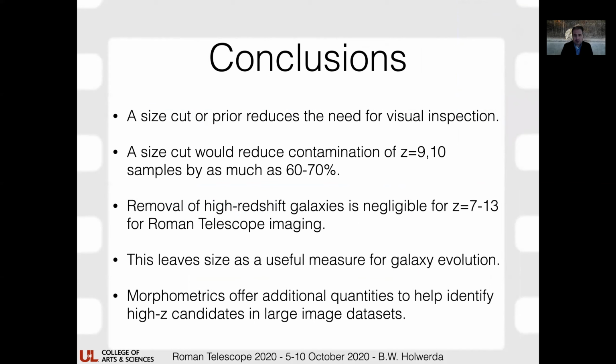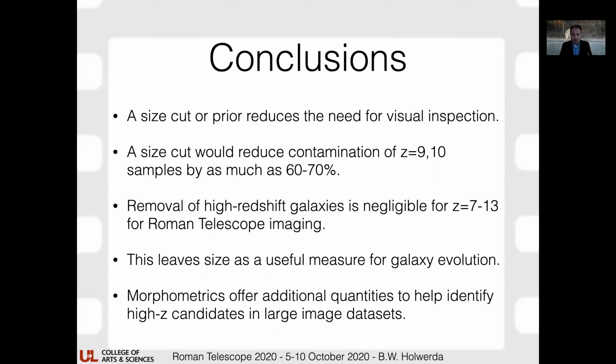Removal of high redshift sources is negligible for redshift 7 to 13 for the Roman telescope imaging. So I really am not worried about putting the size cut in and biasing myself. This leaves size as a useful measure for galaxy evolution, so we can actually still use it as a measure for how galaxies grow over time, but we can also use it to identify sources that are high redshift and get rid of the ones that are interlopers.